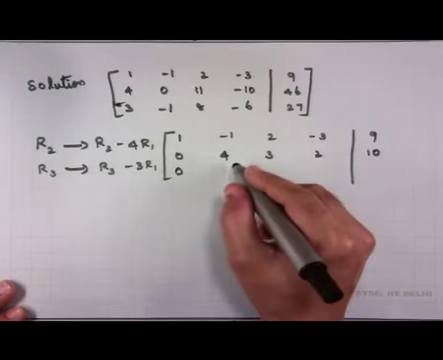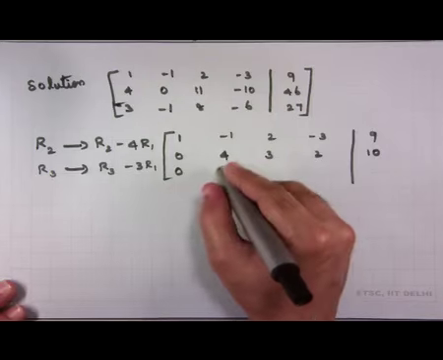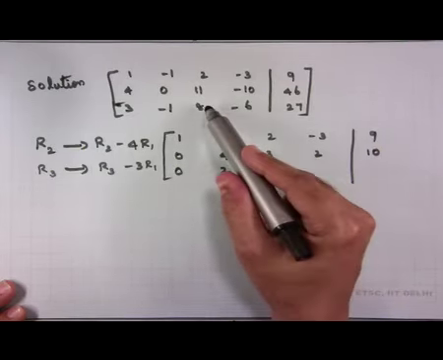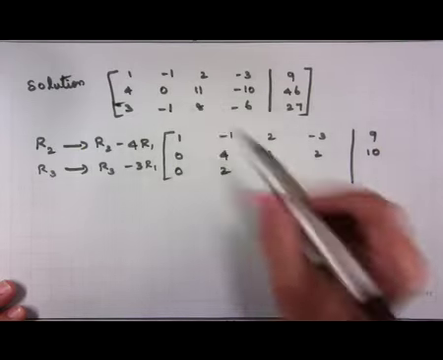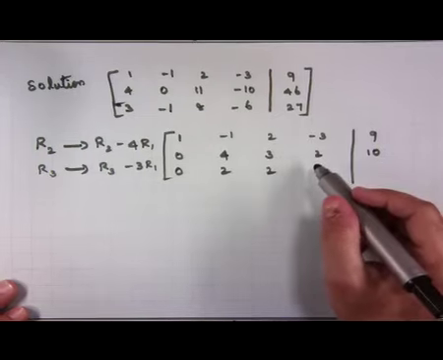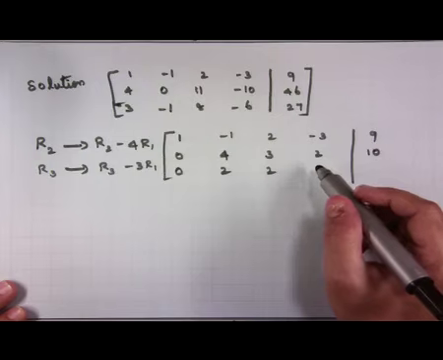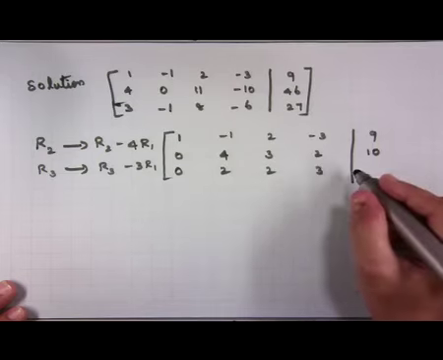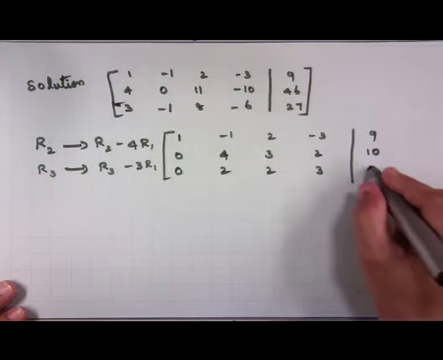Next one, minus 1 minus 3 times minus 1, which is minus 1 plus 3, you have 2. 8 minus 3 times 2, which is 8 minus 6, which will give me 2. Minus 6 minus 3 times minus 3, which means minus 6 plus 9, which will give me 3. 27 minus 3 times 9, which will give me just 0.